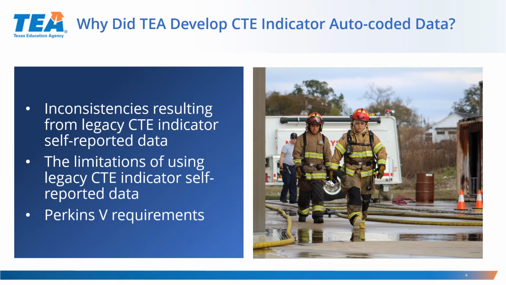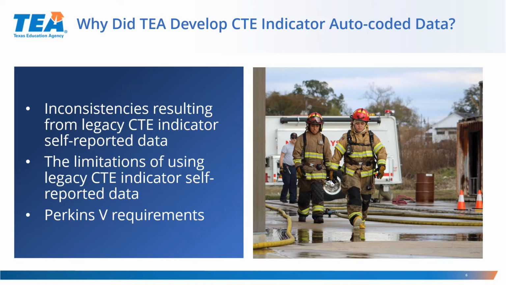So you may be asking yourself, well, why did the TEA develop CTE indicator autocodes when we already had self-reported district data? One of the problems with the locally reported PEIMS CTE indicator data were that two different districts could read the business rules and code the same student differently. In addition to that problem, a district could code the same student differently from one year to the next in different grades depending on their course completion or not taking any additional CTE codes based on their interpretation of the previous business rules.